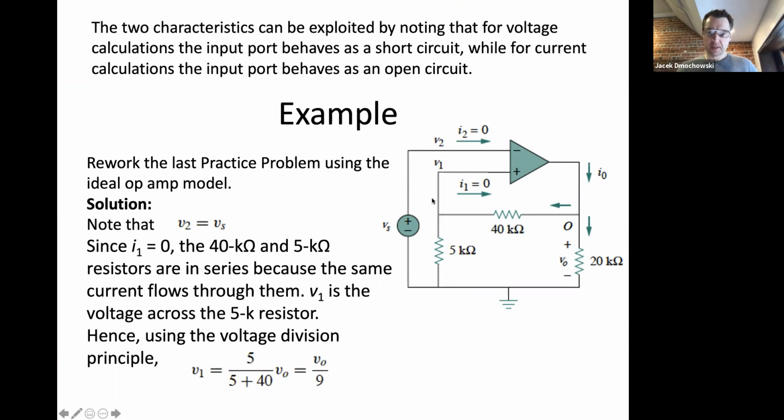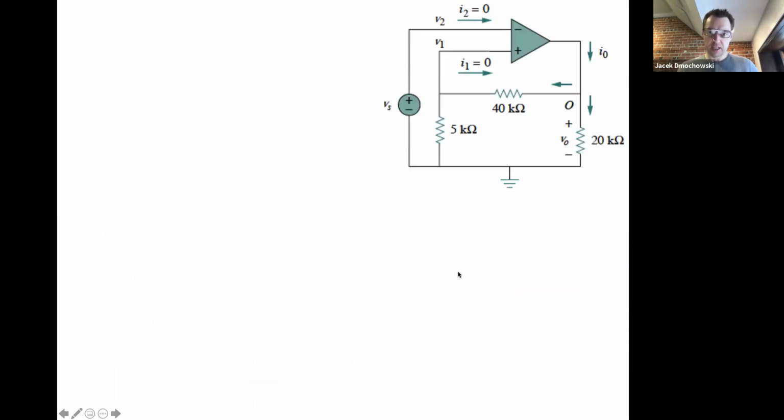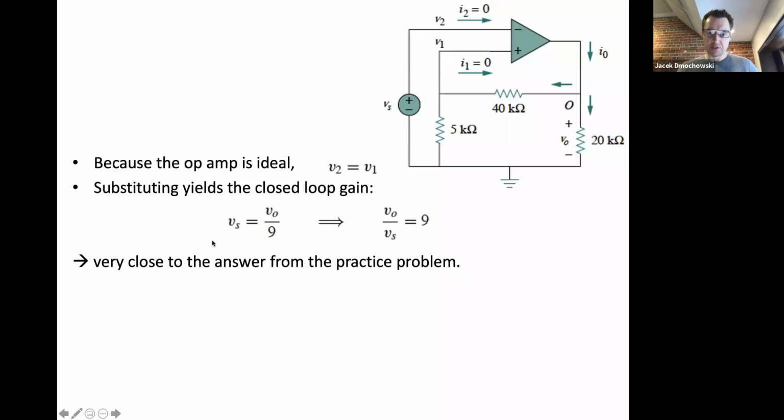Step 2 is that V1, the voltage at this point, is equal to V naught over 9 because of voltage division. Step 3 is that those two voltages are equal to each other because the voltages of the two inputs of the op-amp have to be equal. And then you easily obtain that the ratio of V naught to Vs, which is the gain of the op-amp, the ratio of the output to the input, is equal to 9. Let's also now solve for I naught. How much current is flowing out of the op-amp?